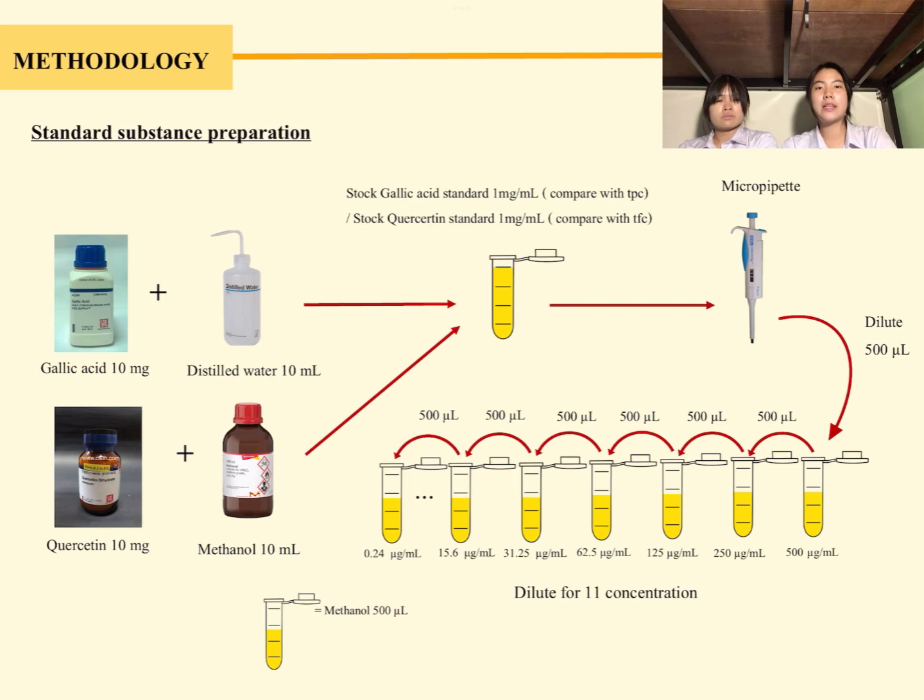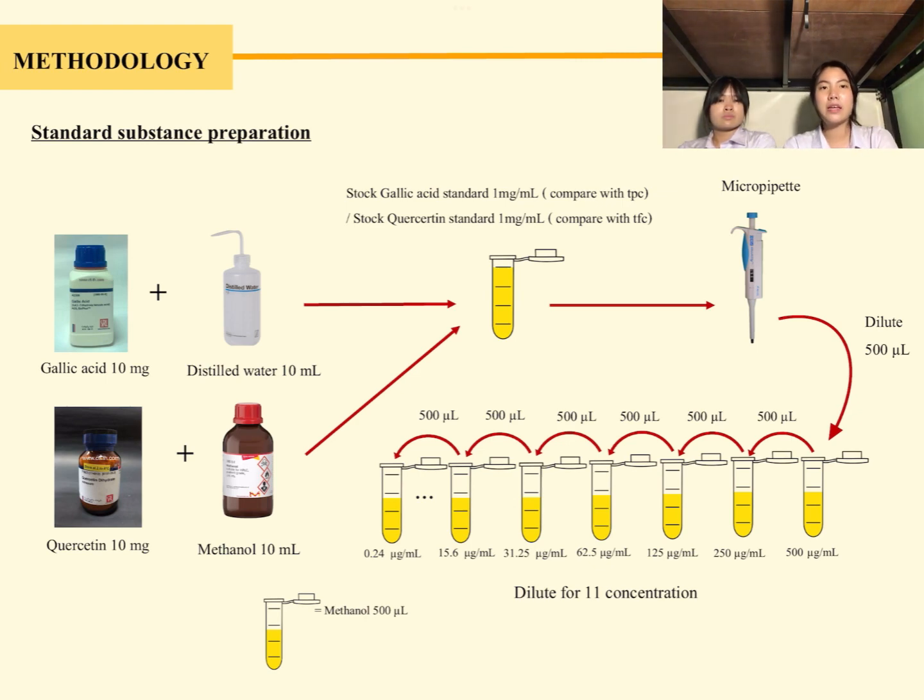Third one is analyzing the total phenolic content. We use sample or standard substance, which is the gallic acid, 20 microliters in the 96 well plate, adding Folin-Ciocalteu reagent 100 microliters in each well. Then adding the sodium carbonate 80 microliters in each well. Incubate for 30 minutes. Measure the absorbance at the wavelength of 750 nanometers in the microplate reader. After that, we analyze and plot the standard curve.